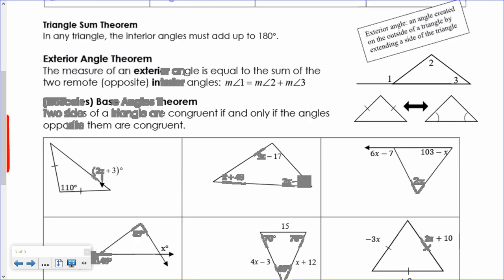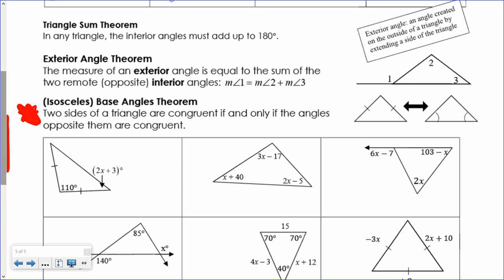Here's the theorem we already learned. In a triangle, the interior angles add up to 180. Exterior angle, we also learned that one. The measure of an exterior angle is equal to the sum of the two opposite interior angles. So like angle 1 is equal to 2 plus 3 in this picture. This is another one you guys also need to remember.